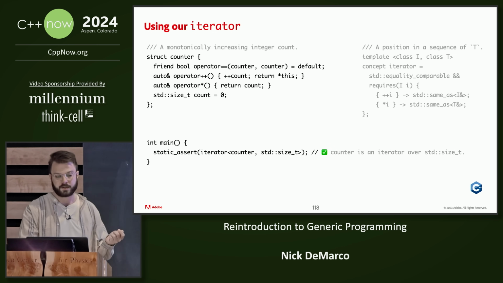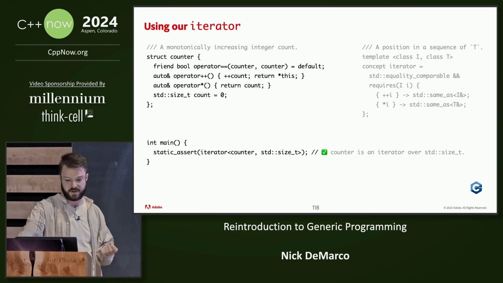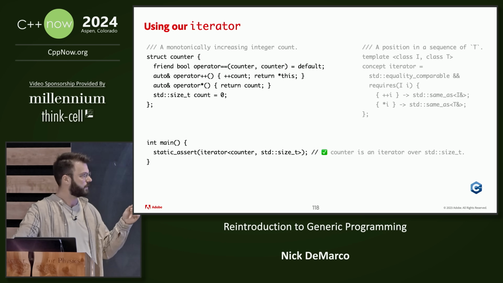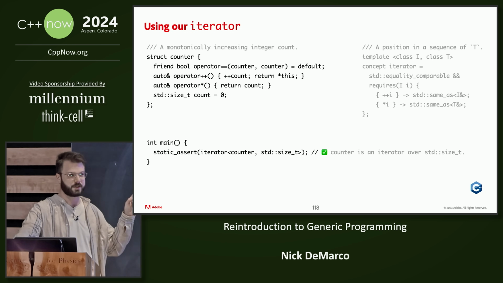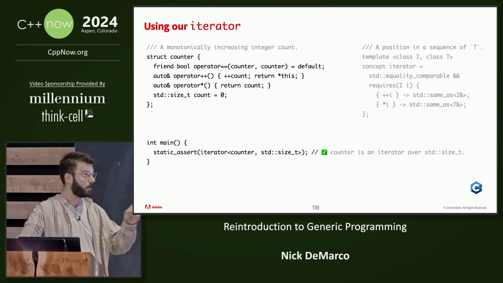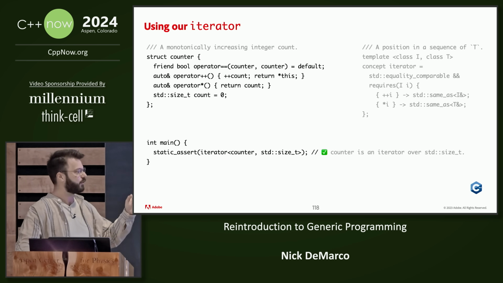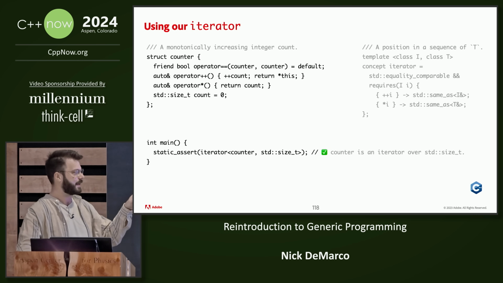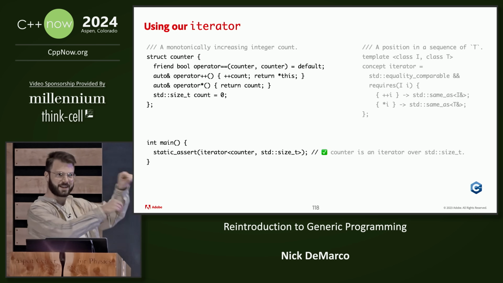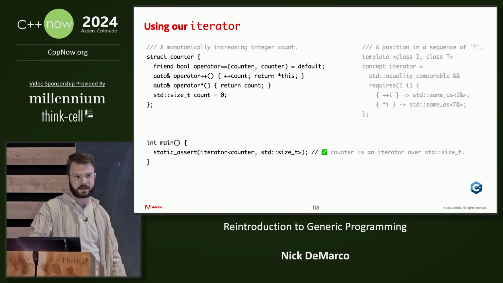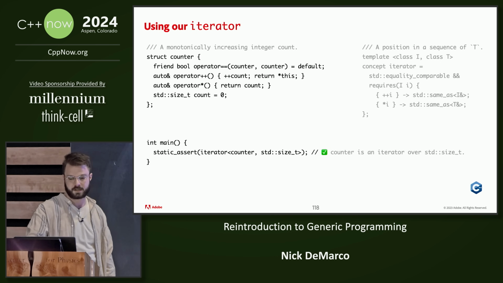And we can check at compile time if our counter is, in fact, an iterator. And it is, right? Concepts are just constexpr booleans. You can use them anywhere you would expect to see a constexpr boolean. So I can static_assert iterator. And what really, in English, the way you would read that is I am static asserting that counter is an iterator of size_t. You kind of have to jump around there. But we can check at compile time if it satisfies the concept.